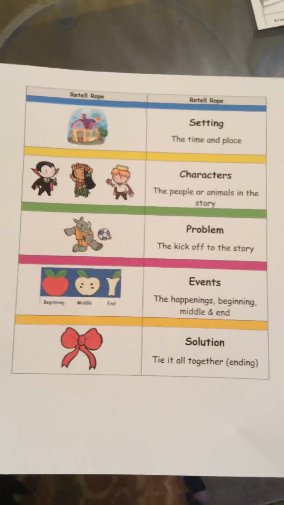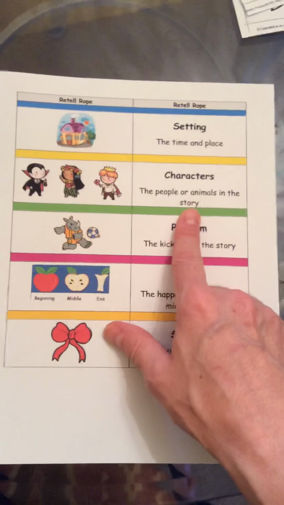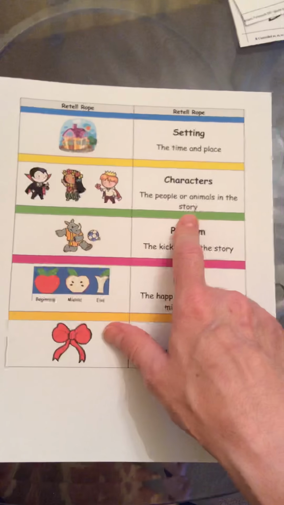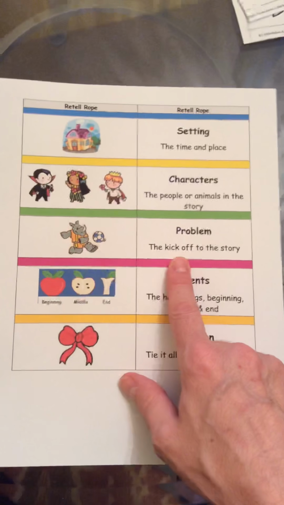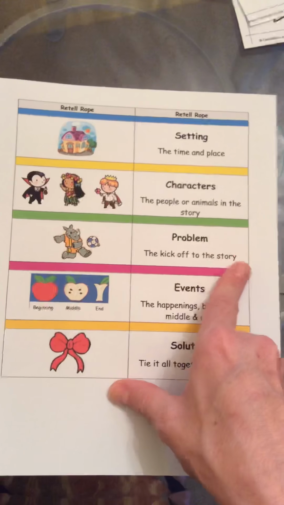You should also tell the setting, the time, and the place. Sometimes the time and place changes a lot, so you can just give some examples. The characters, the people or animals in the story, especially the main character. The problem. What's the main character trying to solve? What happened to them in the story?